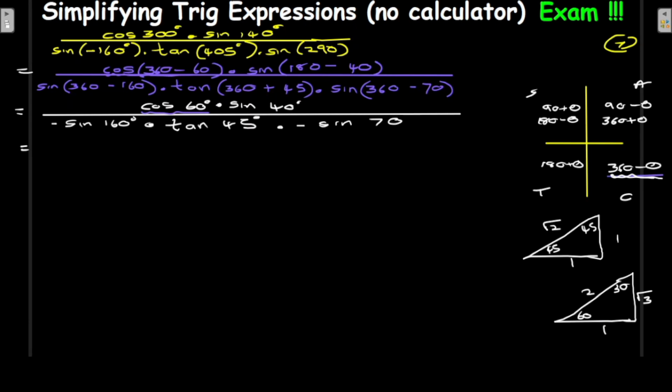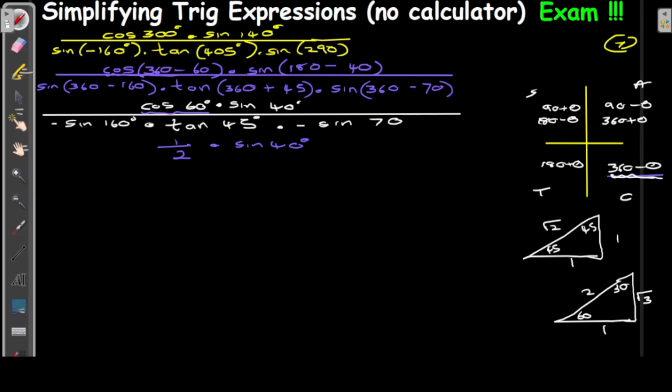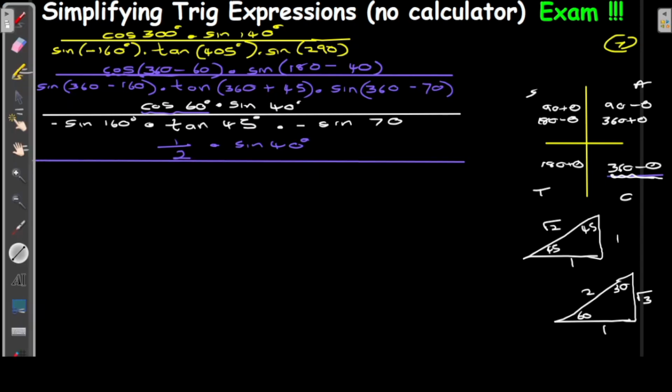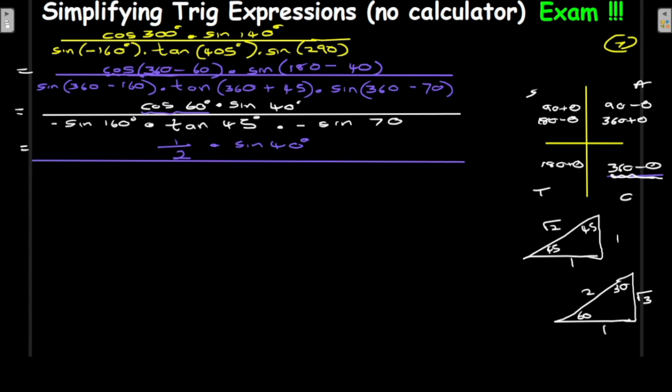Now, we can just use the special angles to simplify what we have at this point. And cos 60, we will look at our triangle that has the 60-degree angle, and it will be adjacent over hypotenuse, which is 1/2, times sine 40. But we can't do much with the sine 40 except to just rewrite it and leave it and see what we have in the denominator, because in some cases it cancels, in some cases it doesn't.